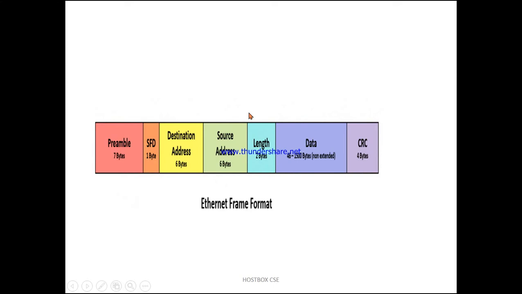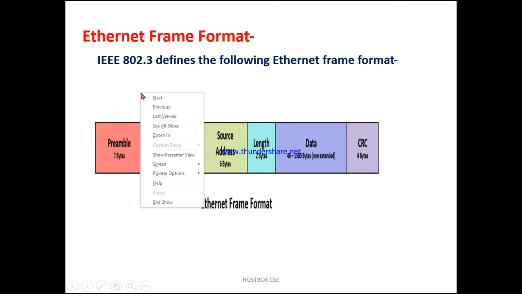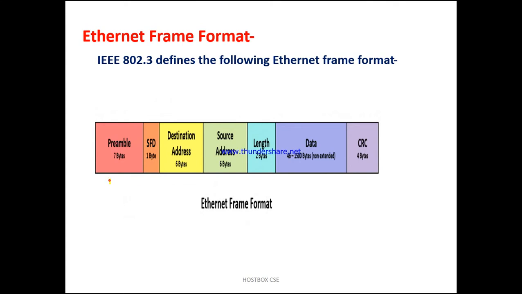So you have heard about Ethernet. Generally IEEE 802.3 defines the following Ethernet format. It consists of fields like preamble, SFD, that is start frame delimiter, destination address, followed by source address, length, and data, and at last CRC. Here the preamble size is 7 bytes. This is for synchronization purpose.